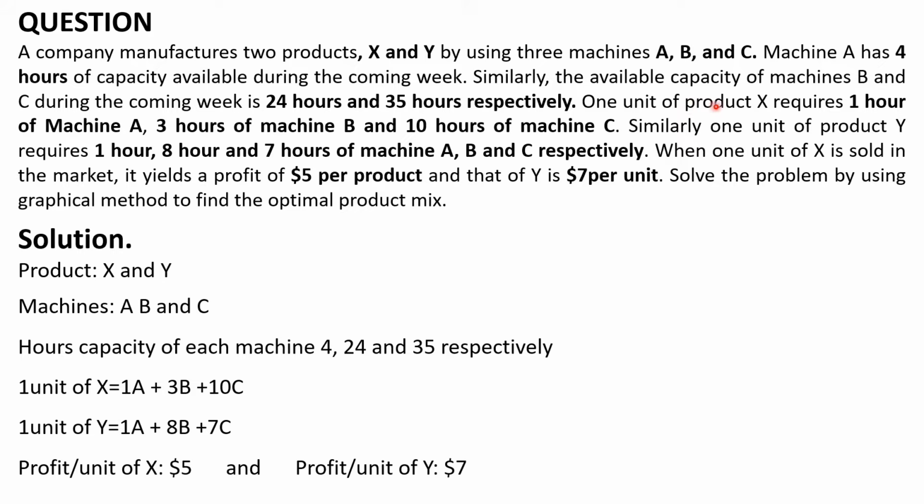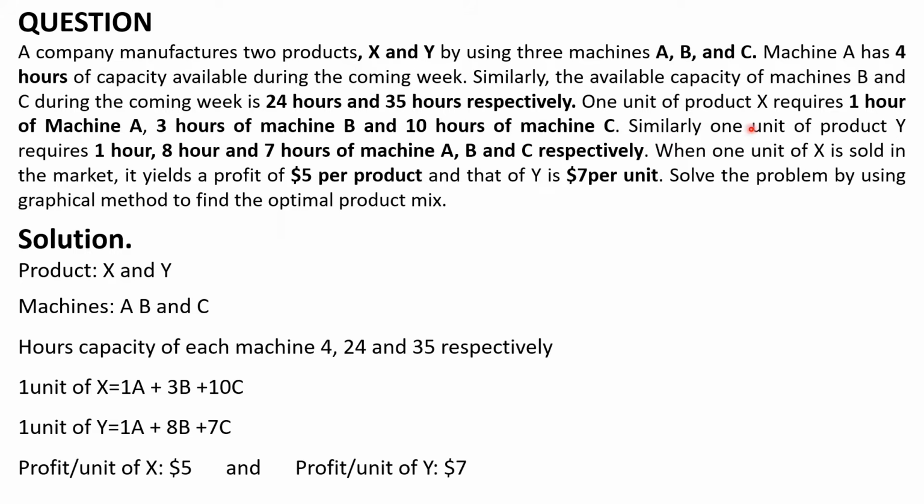1 unit of product X requires 1 hour of machine A, 3 hours of machine B, and 10 hours of machine C. So I interpret it as this. To produce 1 unit of X, the company is going to use 1 hour of machine A, 3 hours of machine B, and 10 hours of machine C. You understand? So let's proceed to the next statement.